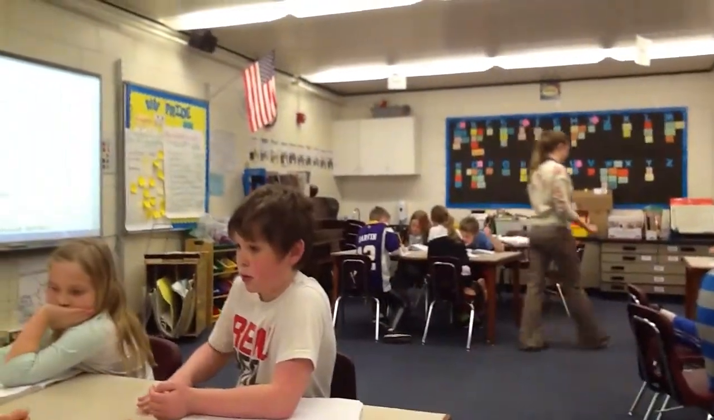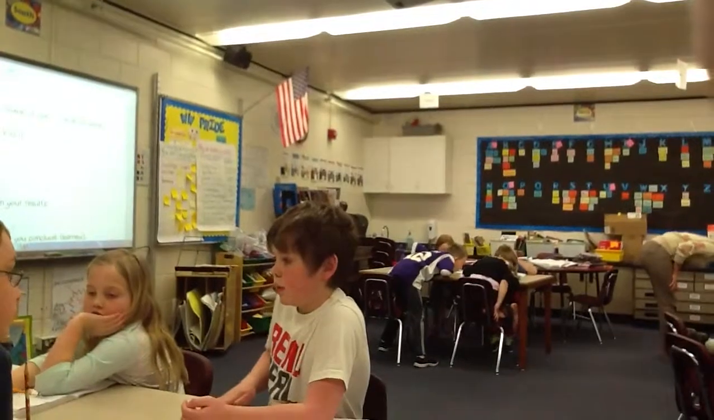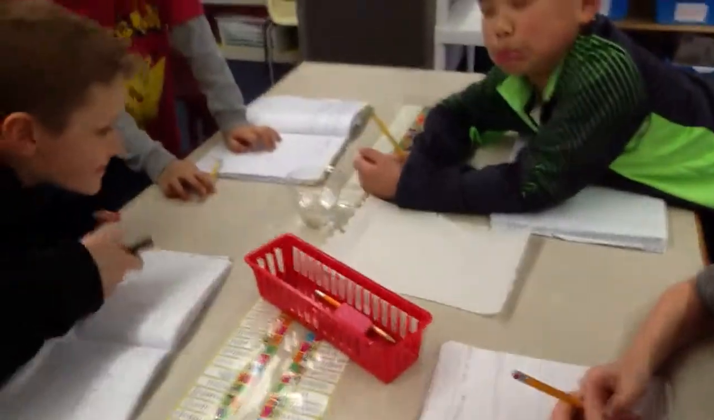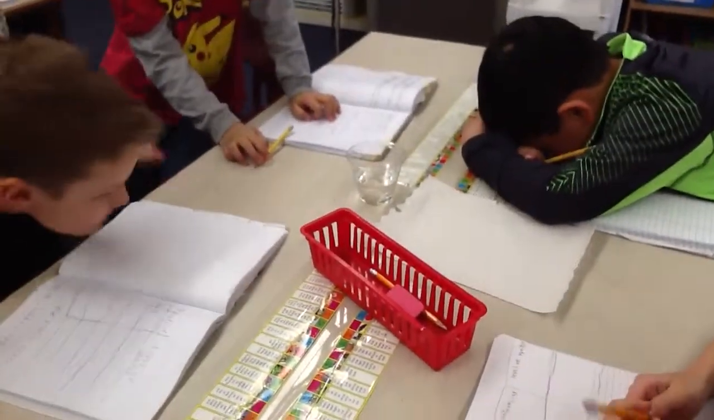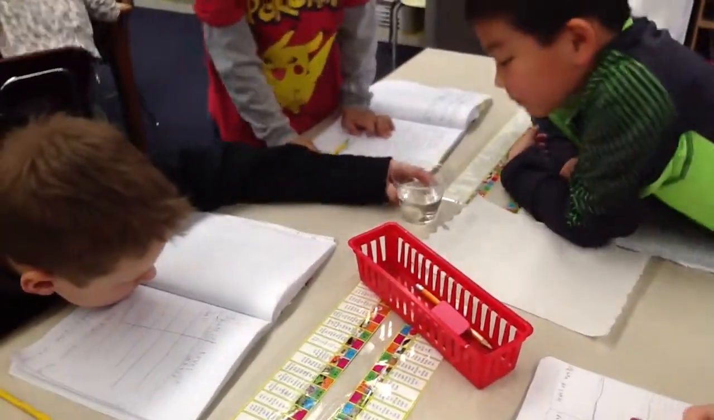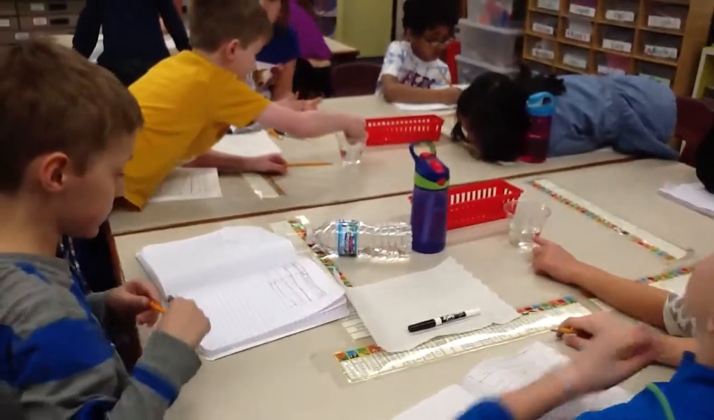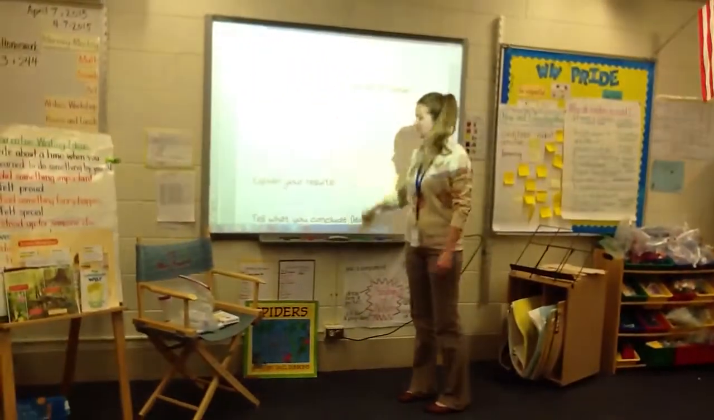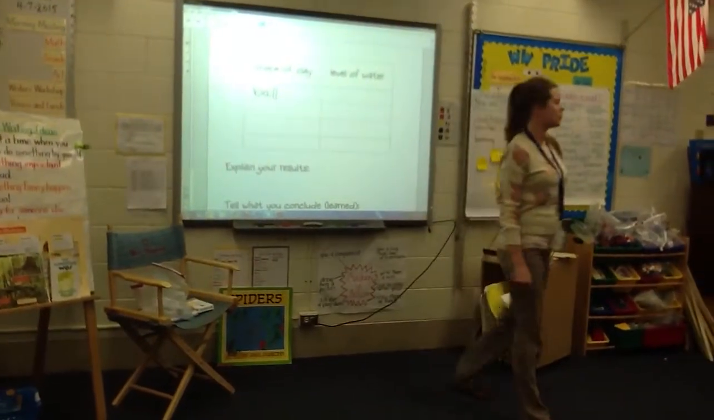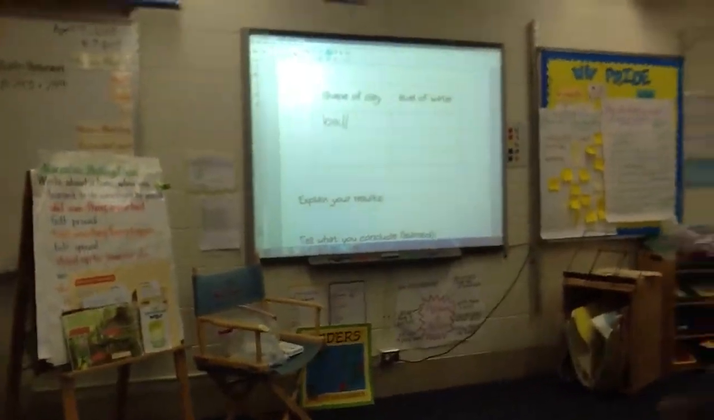Watch the line. I want you to write down what you notice the level of the water has done. Has it gone up? Has it gone down? Write down what you think the level of the water has done. Kate, what did you say that the water had done at your table? It went up.